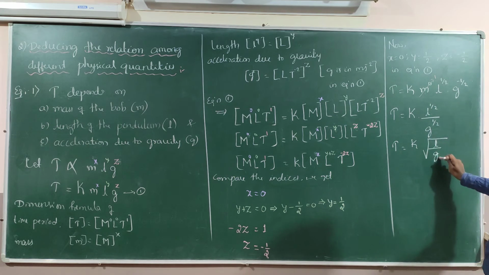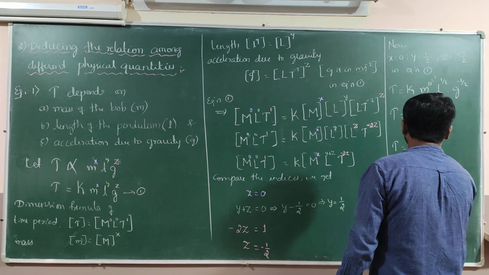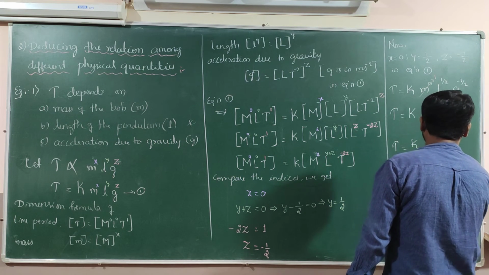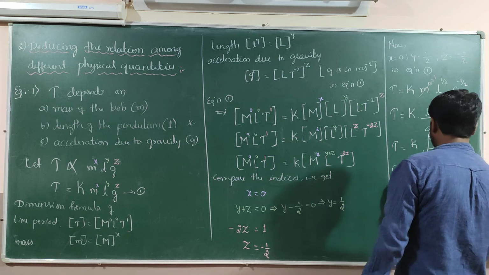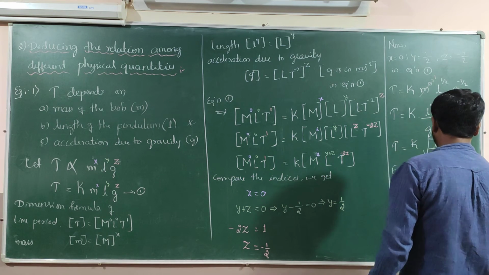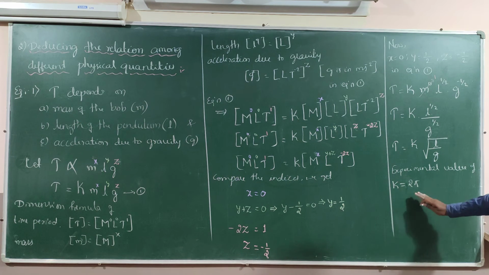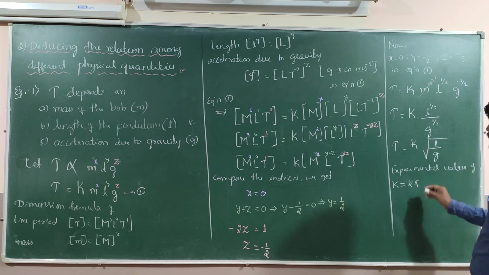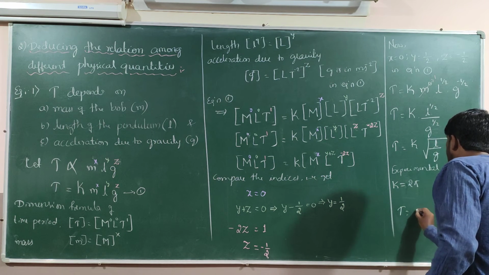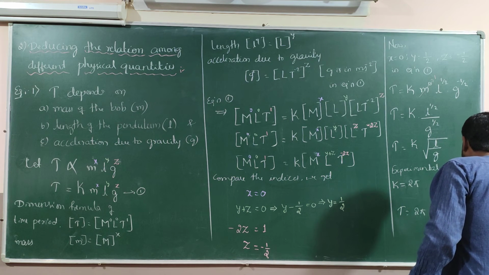So I wrote the square root. And the experimental value of k is found to be 2 pi. There is another plot, but no need to worry about this. Directly write that the experimental value of k is equal to 2 pi. Then, putting it in, I will get T is equal to 2 pi into square root of L by g.